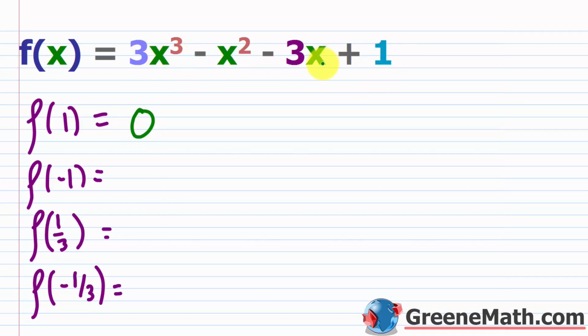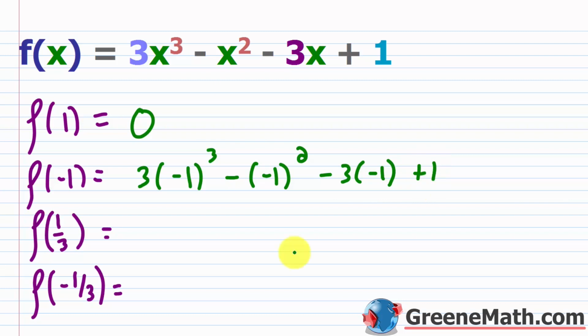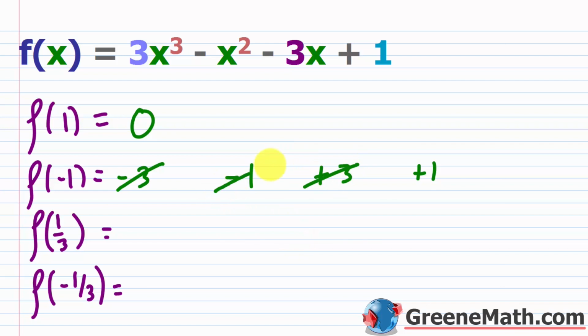What about -1? Well, let's just go through and say this is 3 times -1 cubed. Then we have minus -1 squared. Minus 3 times -1, and then plus 1. We can simplify this really quickly. We know this is -1, so I'll just put a negative out in front. This right here would be +1, but you have a negative out in front. And then this would be +3. Okay, so let's go through. We have -3 plus 3, which is 0. -1 plus 1, which is 0. So this is 0 as well. So f of -1 is 0.